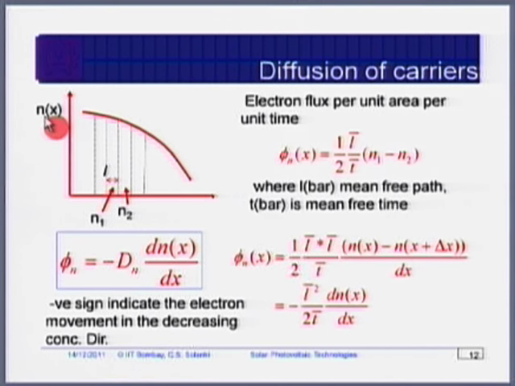So this is n(x), n is the concentration in per centimeter cube, and this is the distance. When the electron profile or the concentration changes from high concentration to low concentration, carriers will move. Again, I will not go into the detail, but let me come directly here. The flux of the electron flow, that is the number of electrons per centimeter square per unit time, depends on the concentration gradient. So the higher the concentration gradient, the higher will be the flow.